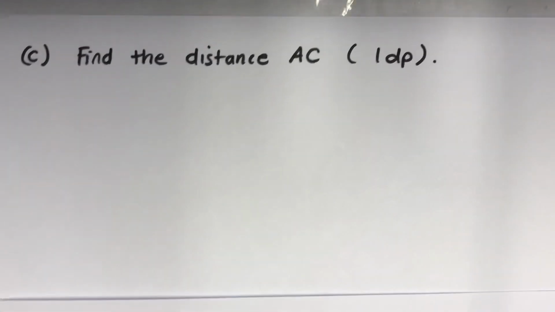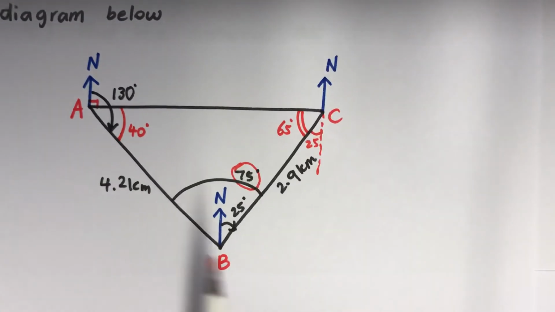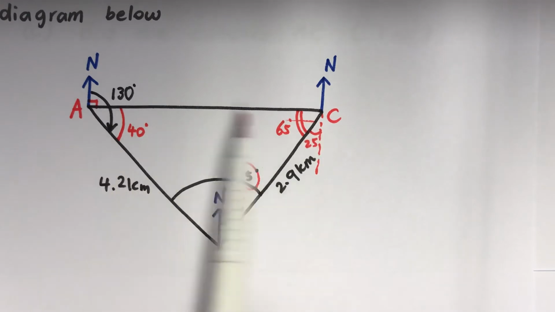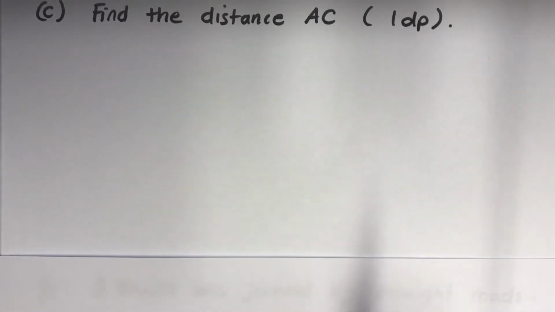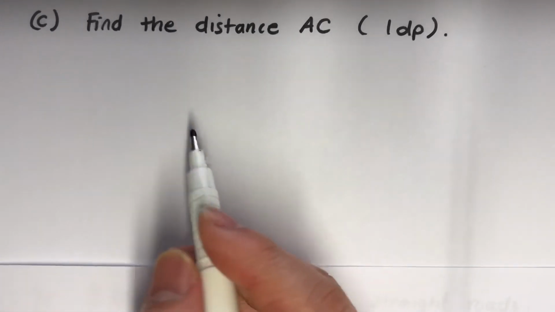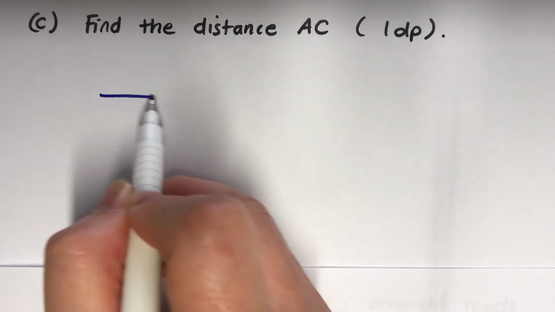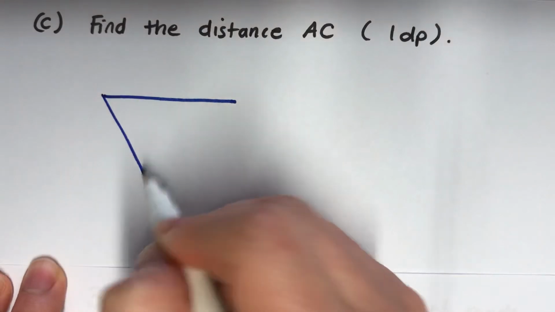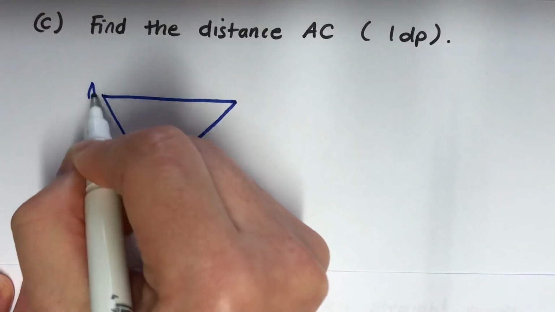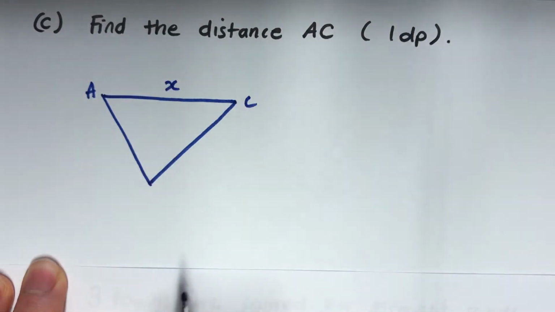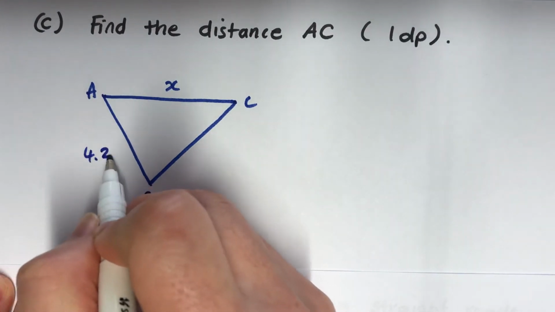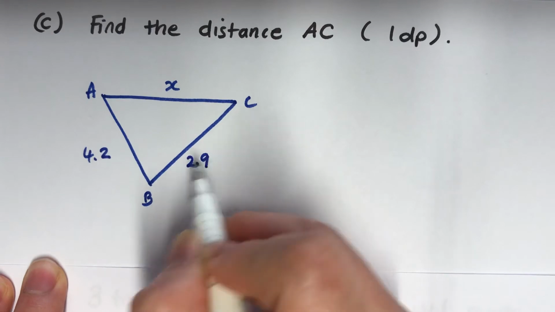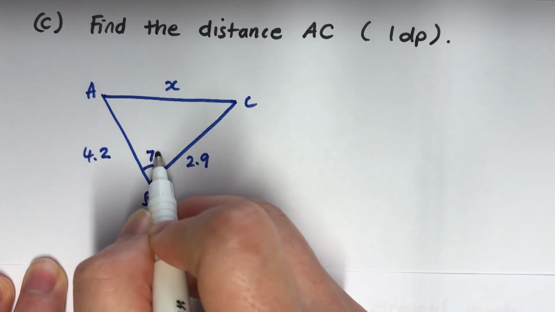Okay, so next one, part C. Find the distance of AC. So let's have a look at the diagram again. We're looking for this AC. Now I'm just going to draw the triangle again, so we can see a bit more clearly. AC, that's what we have to find. I'm going to call it X. And that's 4.2 kilometers and 2.9 kilometers. We know that that's 75 degrees.